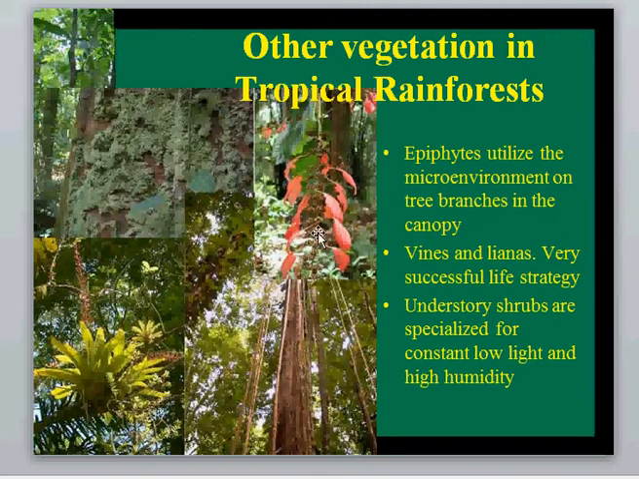And another life form which you find in a tropical rainforest are plants which don't devote much energy to building their own trunks or biomass, and instead they will climb up on the trunks of other individual trees. And these are the vines and the lianas. And this is actually a very successful life strategy in these tropical forests.